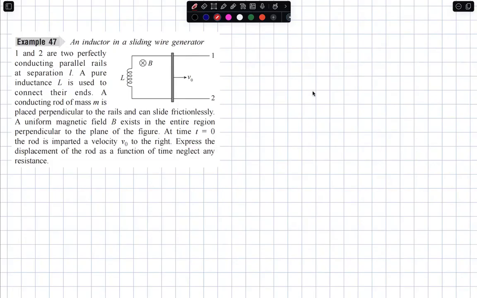Remember, tomorrow's class is very important. Tomorrow's class is on mutual inductance, a very, very important area. Therefore, no one miss tomorrow's class.